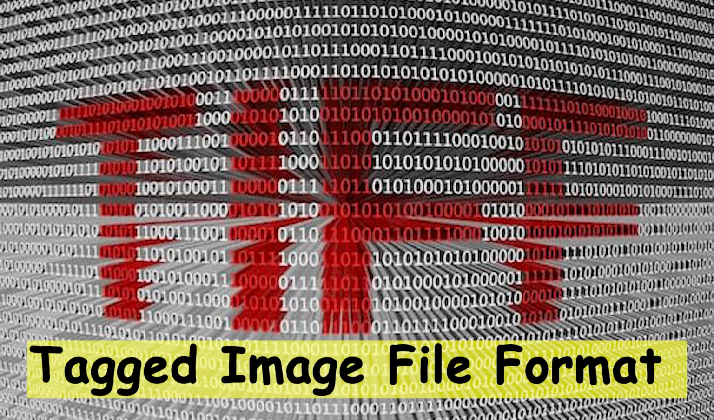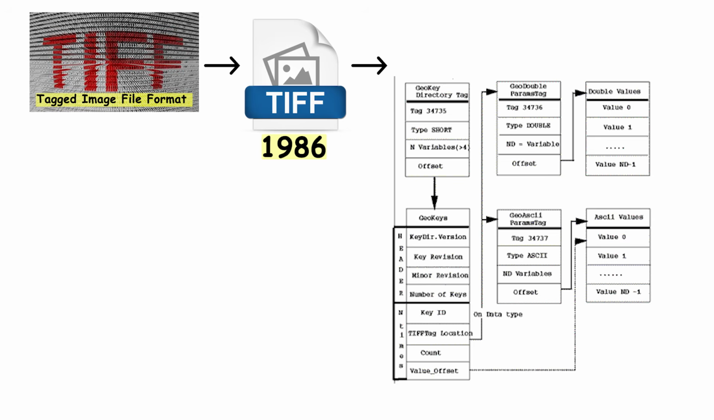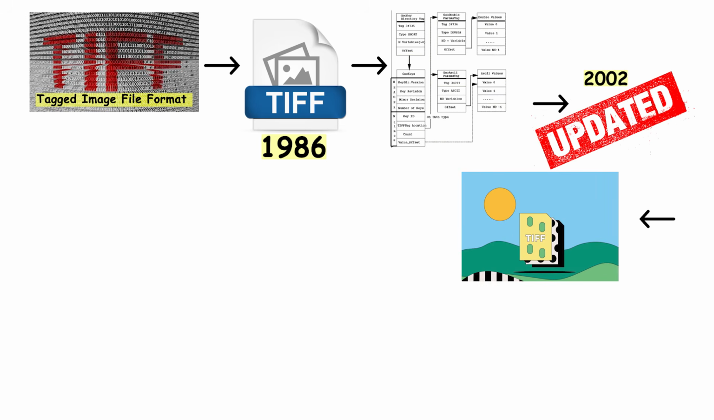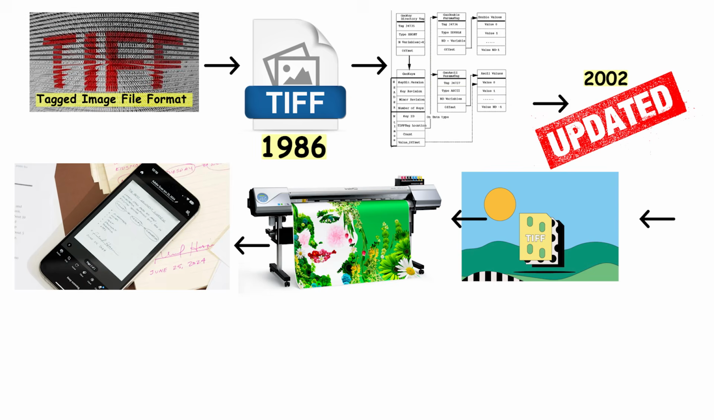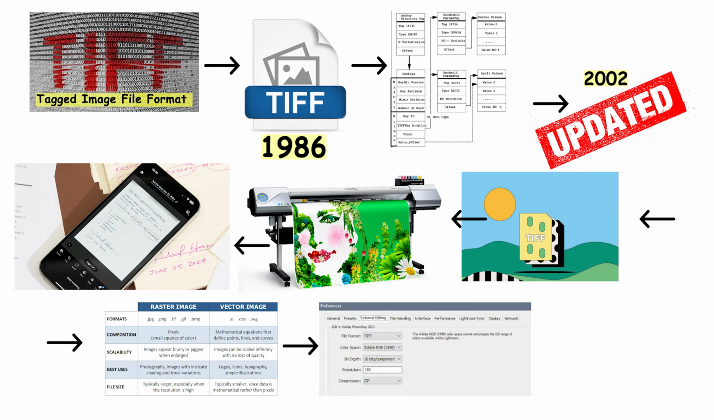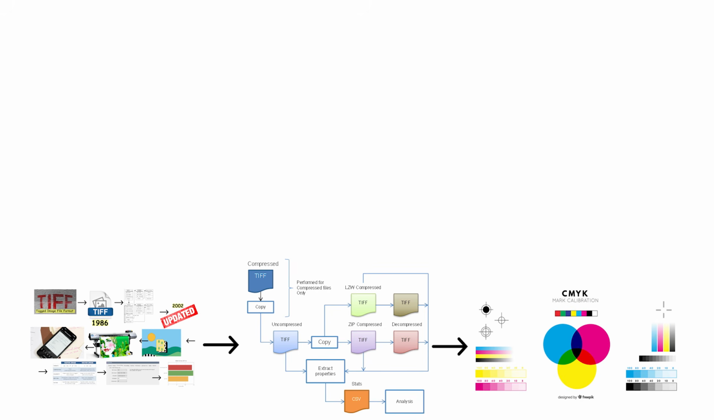TIFF, the tagged image file format, first appeared in 1986 with its specification last updated in 2002. This format was designed for professional graphics work, particularly printing and scanning applications. TIFF stores raster images and offers ridiculous flexibility in how it does so. You can save TIFF files with no compression at all, with lossless compression, or even with lossy compression depending on what options you choose. TIFF supports RGB and CMYK color spaces as well as pure black and white images.